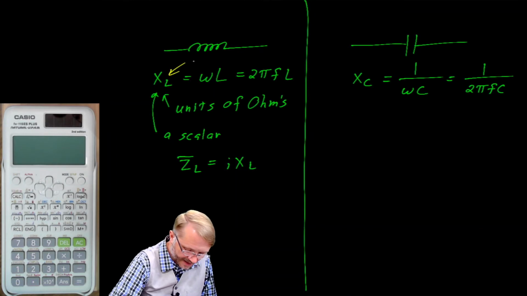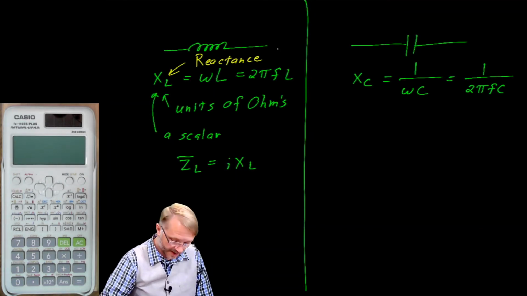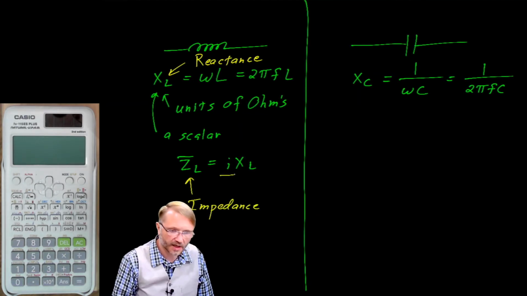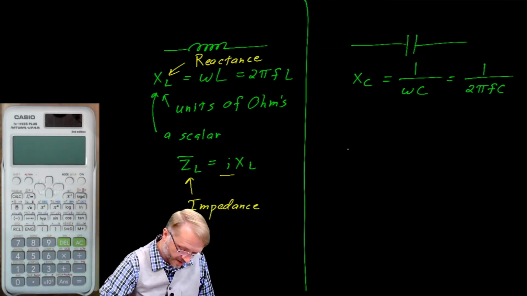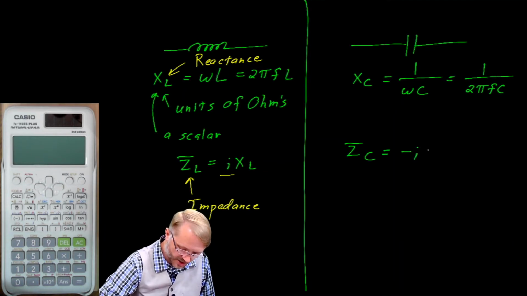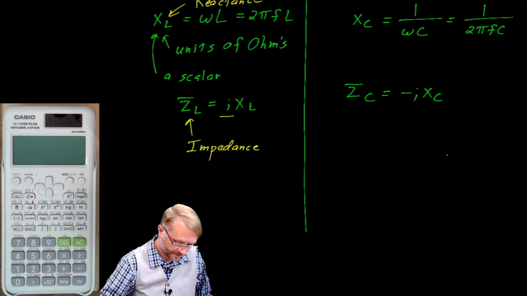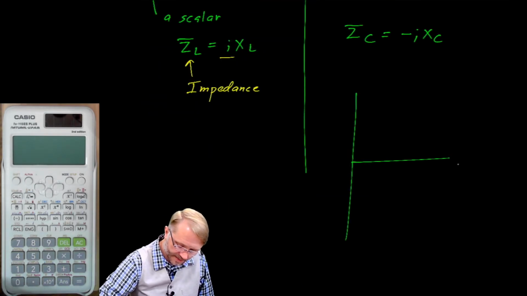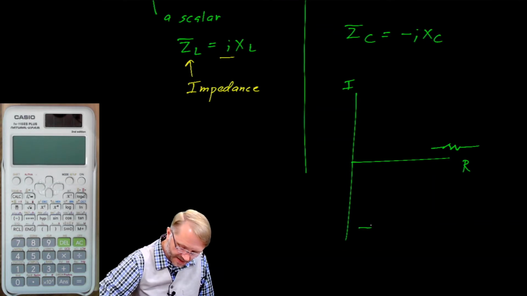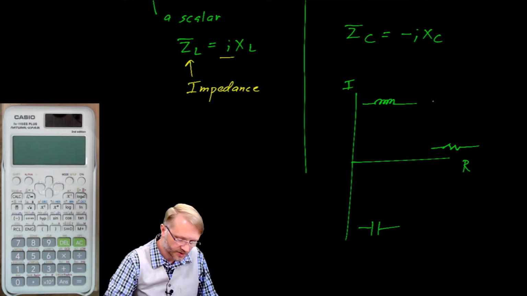Remember that this is the reactance, which is a scalar, and this is impedance with a direction of j, which means it's 90 degrees off the real axis. For the capacitor, the impedance of the capacitor is equal to negative jXC. On the real imaginary axis, it looks like this, where we have resistors on the real axis, we have capacitors in the negative direction, and we have inductors in the positive direction.